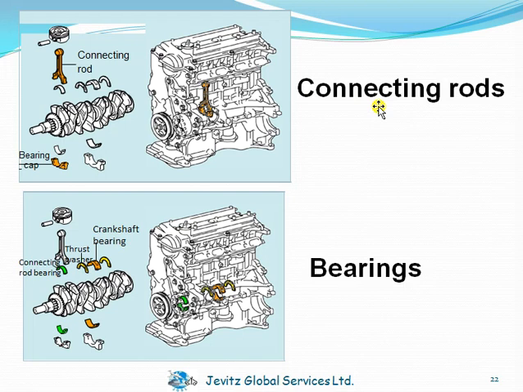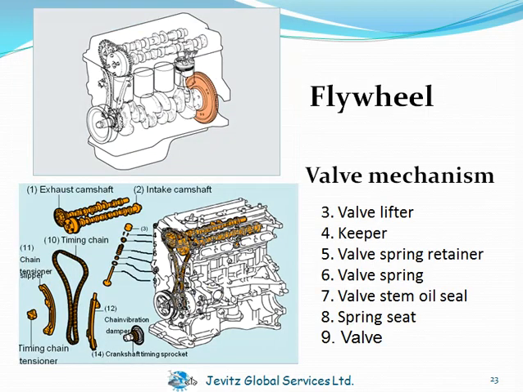Connecting rods, where each of the cylinders has a connecting rod. You can see inside the engine here, and we can see the connecting rod when it is being removed. Also, the connecting rod has a bearing cap with which it can hold the crankshaft properly. The next one is the bearings. You can see the crankshaft bearing, the thrust bearing, and the connecting rod bearing.